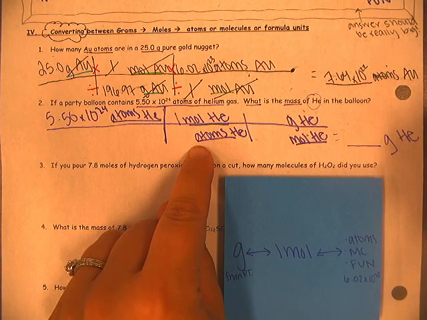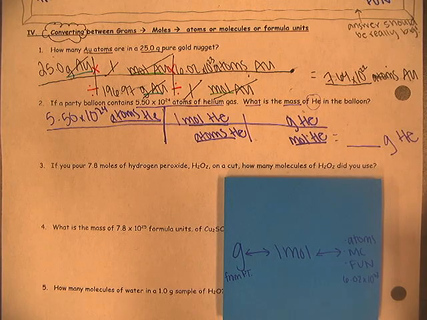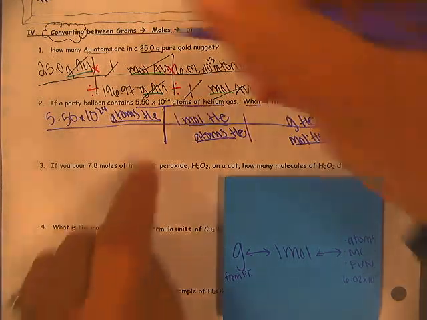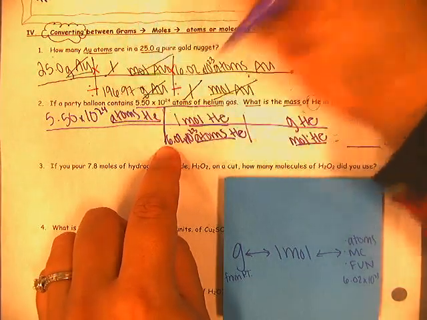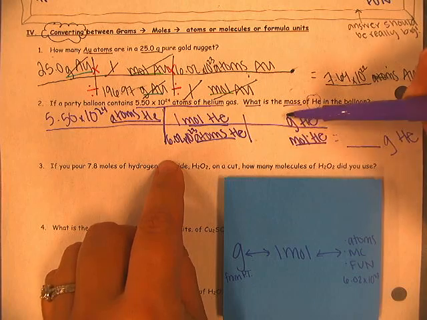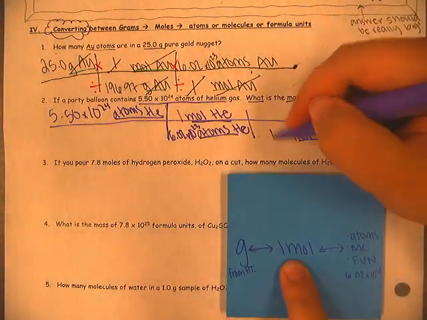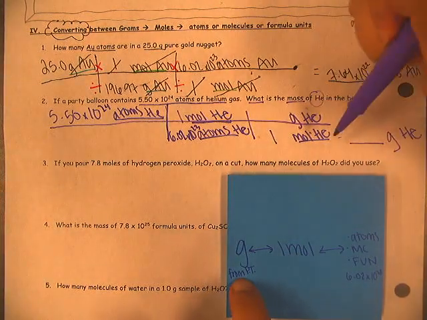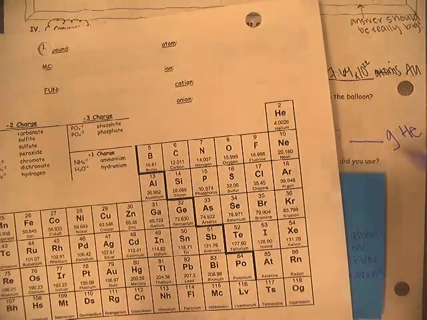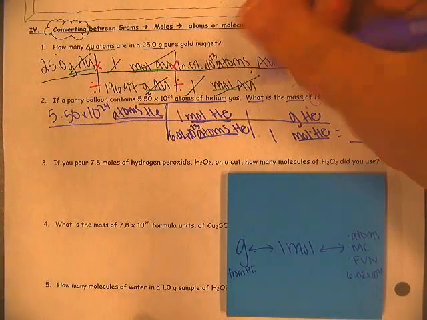Next to atoms, I'm going to put 6.02 times 10 to the 23rd. And then between moles and grams, again, I'm going to put 1 next to moles. And the number of grams comes from my periodic table for that substance, so helium in this case. So 4.0026.